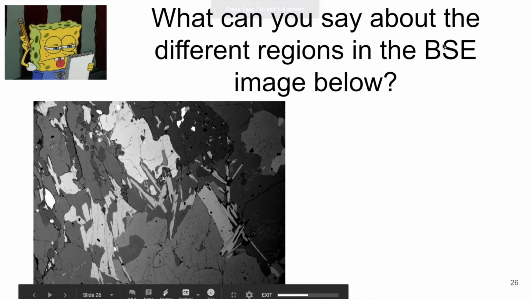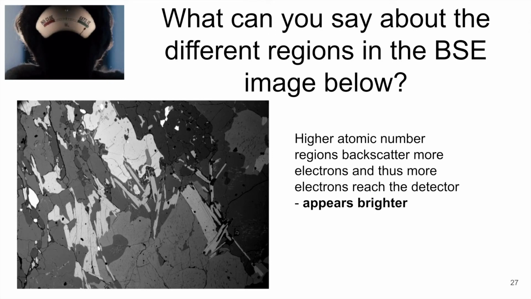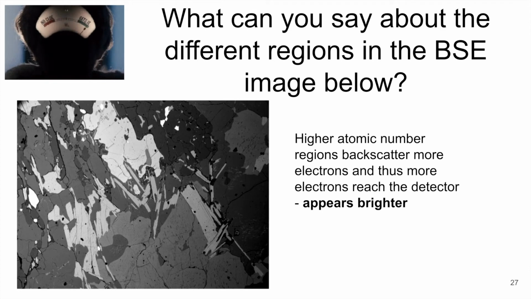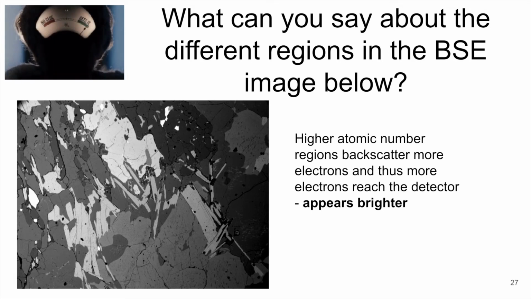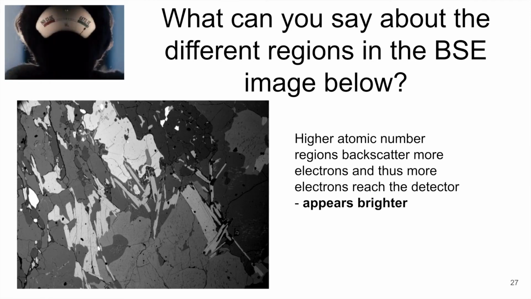All right, so now that you've had a chance to look at this image and think about what this means, let's see what you've got. From the backscatter, we know that it's dependent on the atomic number, and a higher number will give you more electrons because there's more backscatter. So those regions will appear lighter, right? More electrons means a higher atomic number, which means a lighter, or brighter, image. That's our source of contrast.